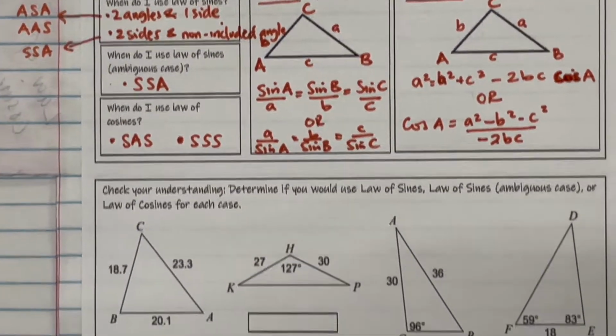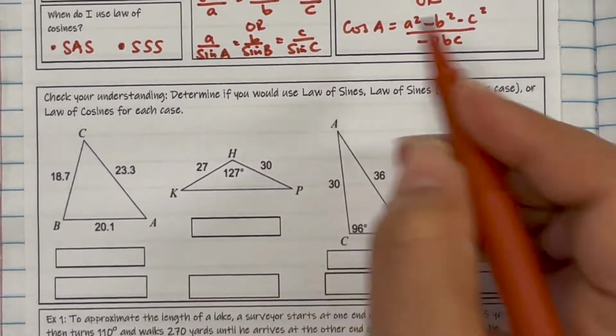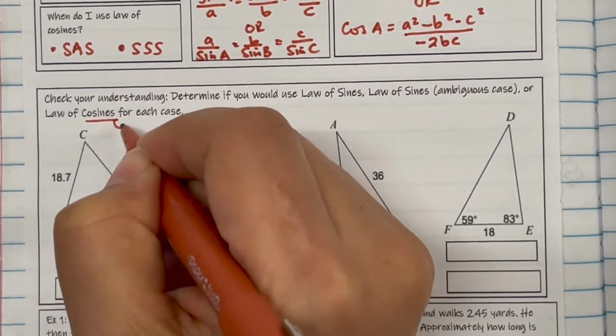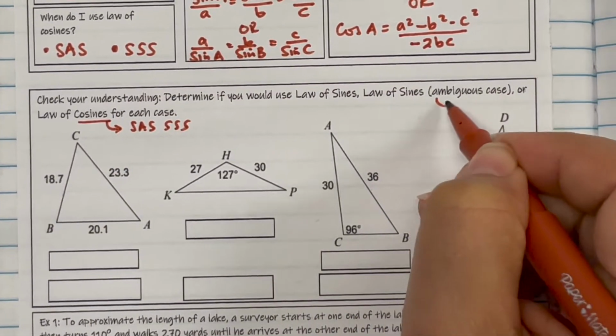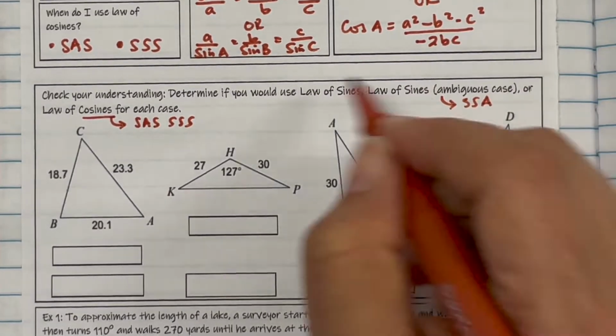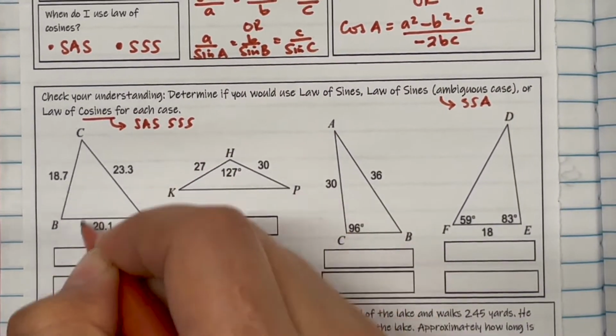Then of course, to undo cosine, you take the inverse of cosine. All right, so just a quick little summary. Check your understanding. Pause the video and see if you can answer these yourself. When do you use what? Remember, for cosine, it's SAS or SSS. For ambiguous, it's only SSA, and for everything else it's sine.